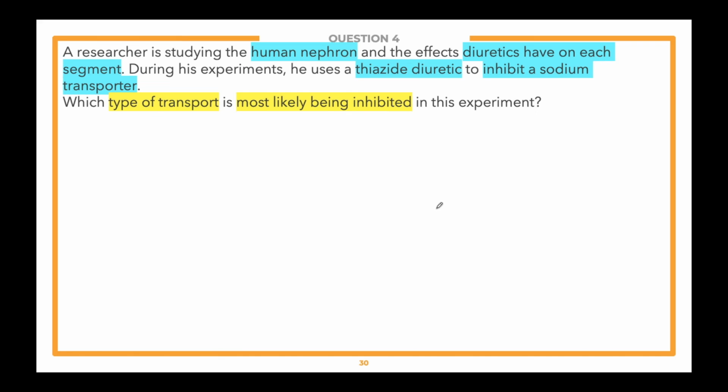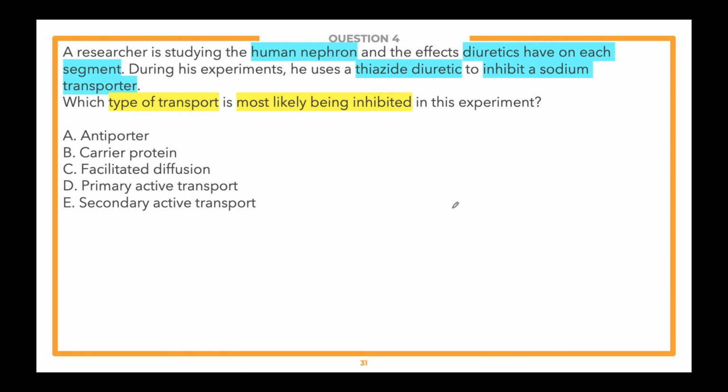So let's go ahead and take a look at those answer choices. Once again, we will start at the bottom and work our way up to the top. Answer choice E, secondary active transport. D, primary active transport. C, facilitated diffusion. B, carrier protein. And A, antiporter. So we're going to go ahead and open up that poll. Go ahead and select what you think is the best answer here, and we'll talk about it in just a few seconds.